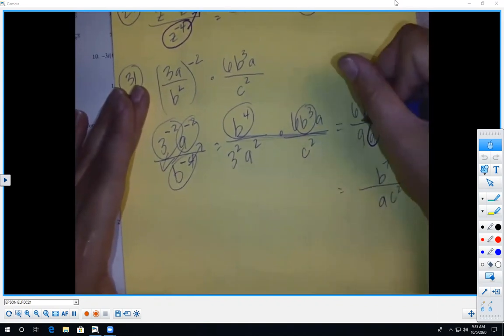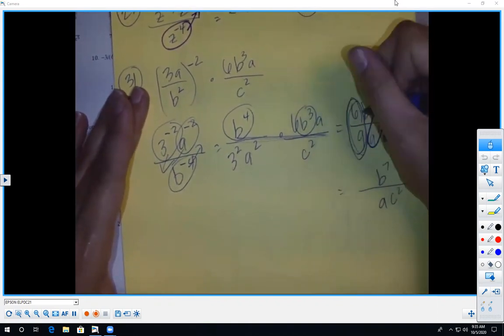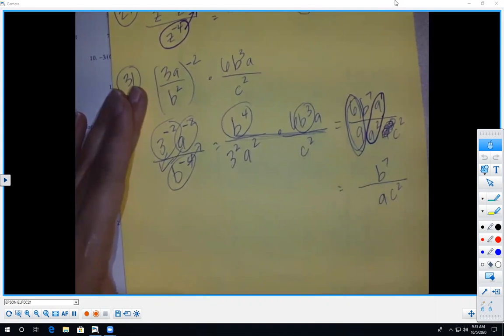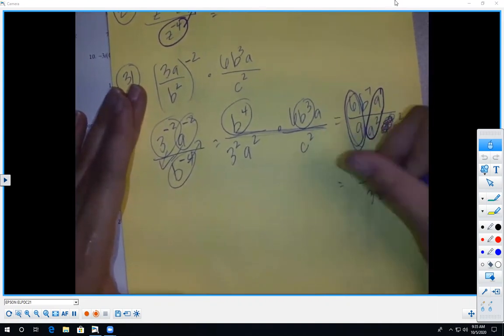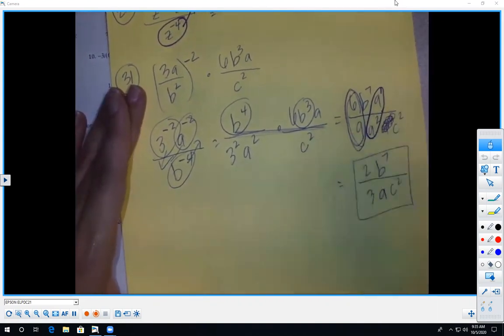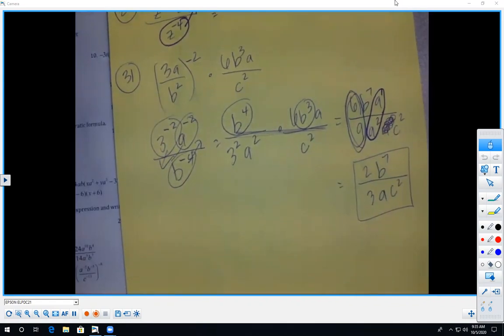What about my numbers, 6 and 9? Yeah, it reduces to 2 over 3. And that's your answer. What else?